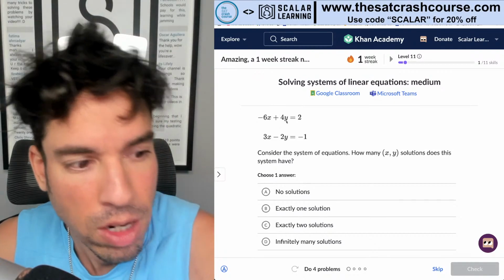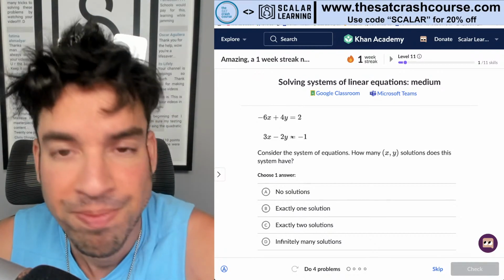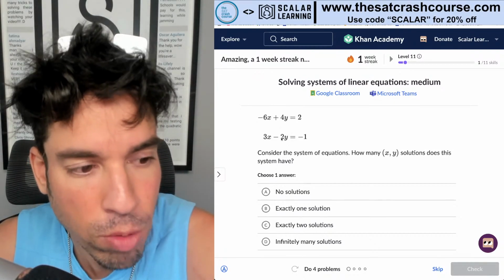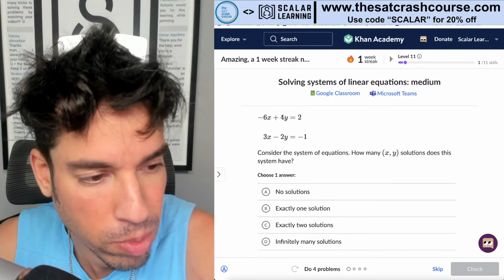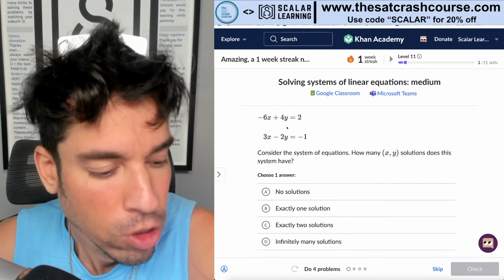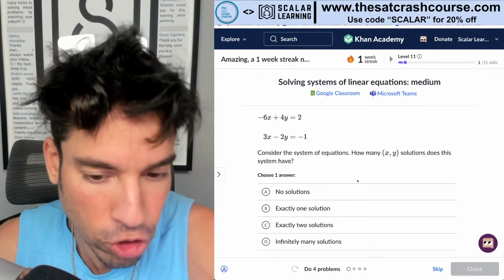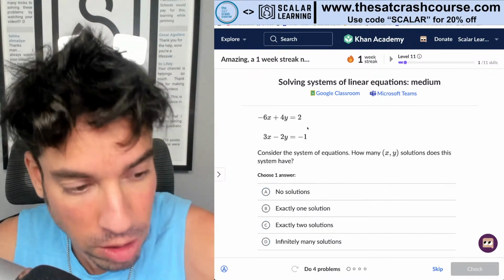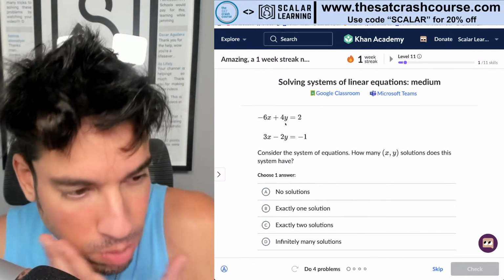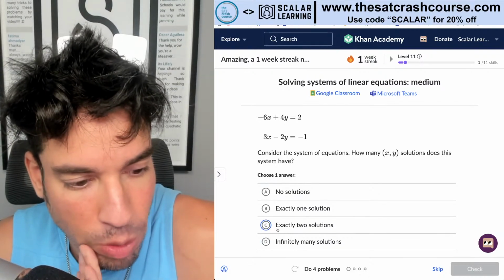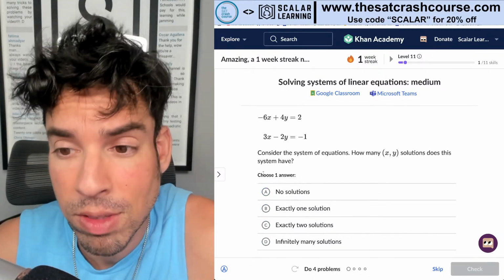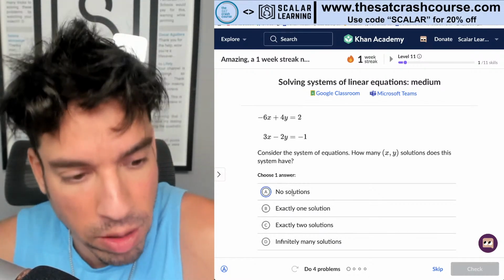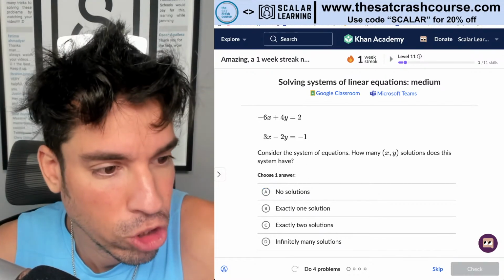The other thing is, if you just look at the slopes and the y-intercept, if the slopes are different, it's got to be one solution. If they have the same slope and the same y-intercept, then it's infinite. It will never be 2. And if they have the same slope, different y-intercept, they're parallel, and it will be 0. But let's do it in Desmos just so you can see.